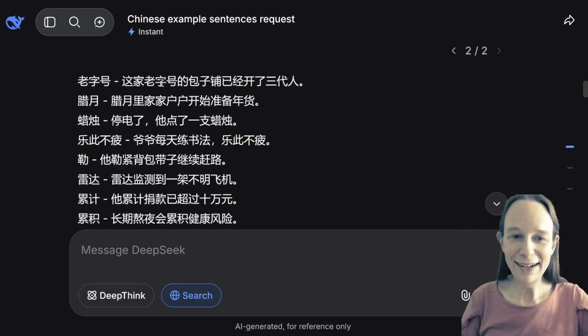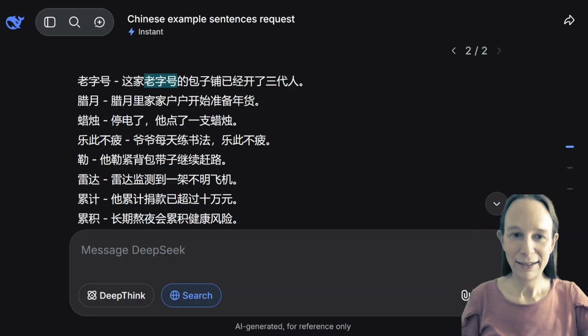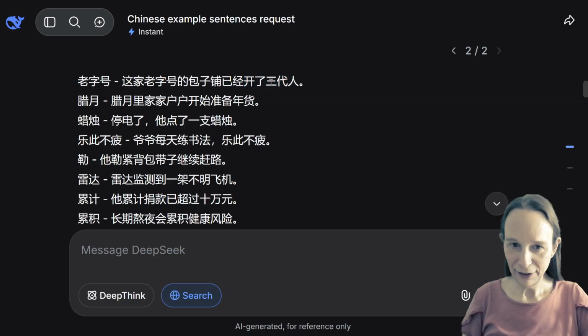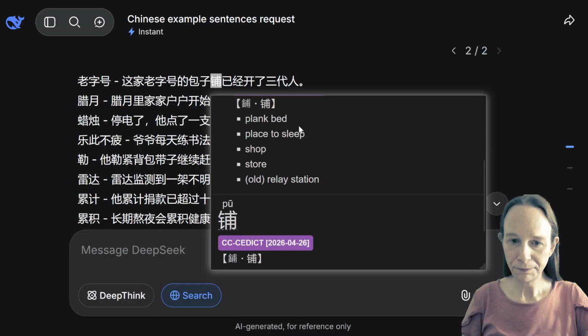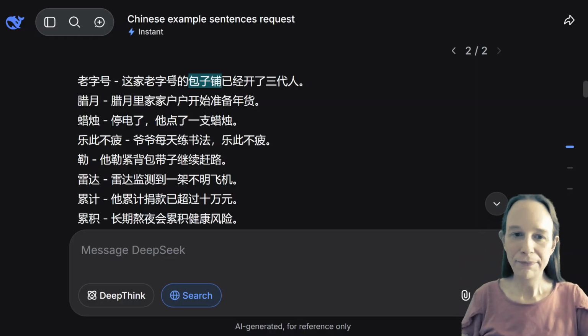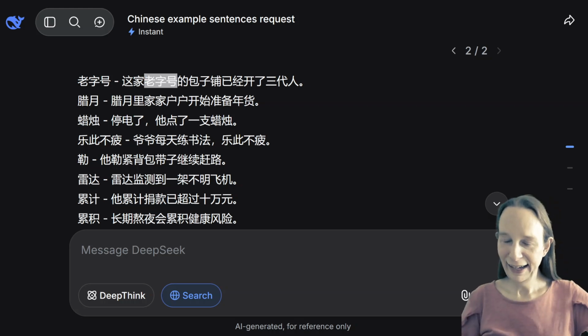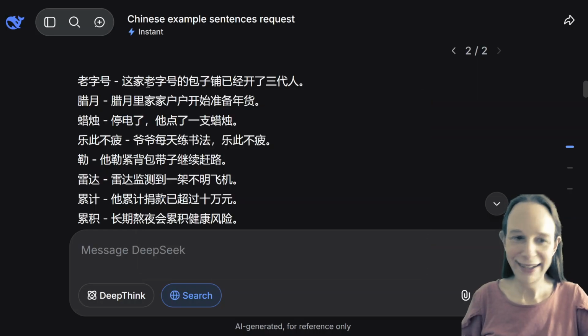Anyway, 老字号. This is a time-honored brand like 同仁堂. 这家老字号的包子铺已经开了3代人. So 3 generations of people. 包子铺, is it pu? It is 4th tone. 包子铺. This is a shop that sells 包子 in buns, and it's a time-honored brand. What did they translate it to? Yeah, I think time-honored brand is a good translation.